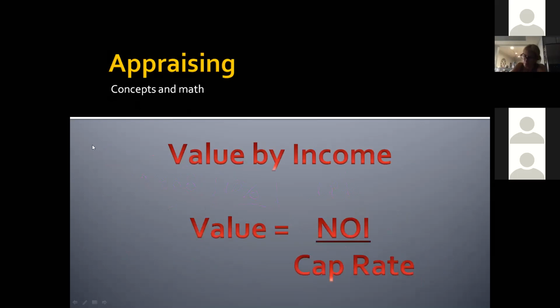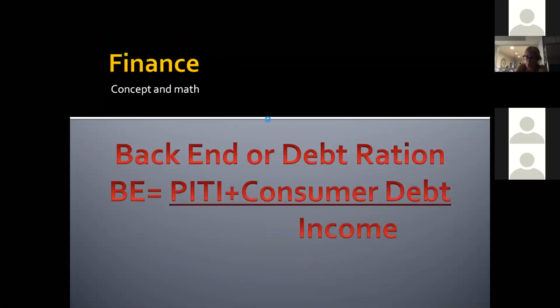Next, we have from the appraising chapter a formula we're going to have to know. And how would we appraise an apartment building or that property in New Brunswick on Morrill Street? We would appraise it by value by income. And our value by income is equal to our net operating income divided by our cap rate. Our net operating income divided by our cap rate.